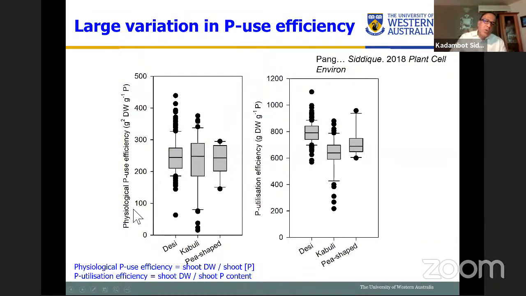One such data I wanted to show. On the x-axis, physiological P use efficiency, and on the y-axis, P utilization efficiency. And then you've got the desi, kabuli, and pea shape. These are from the core collection, and you can see the tremendous variation available for both. Physiological P use efficiency is shoot dry weight per shoot P. P utilization efficiency is shoot dry weight by shoot P content. So very easy. The take-home message is that with the core collection of chickpea, we were able to screen for phosphorus use efficiency and phosphorus acquisition efficiency. We were able to see significant variation in that.